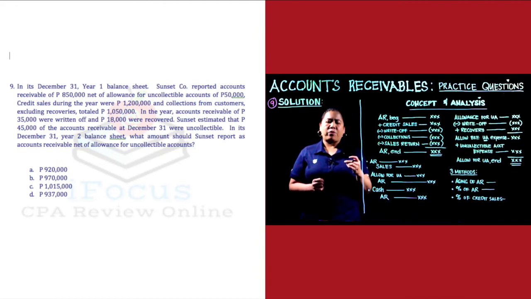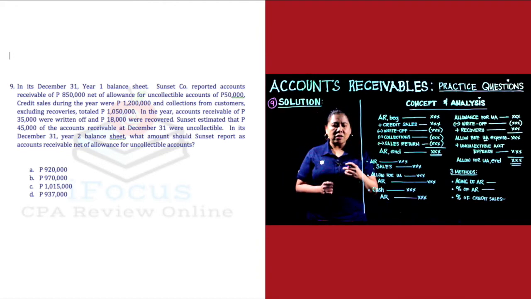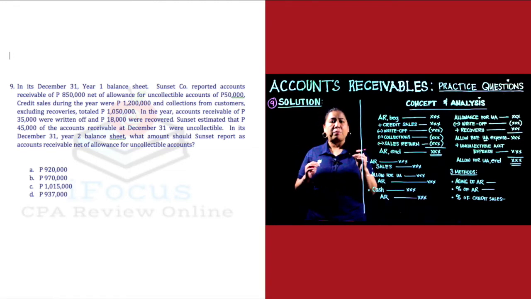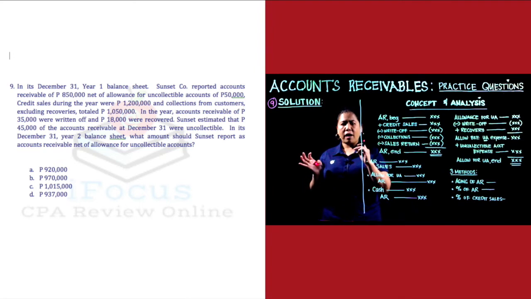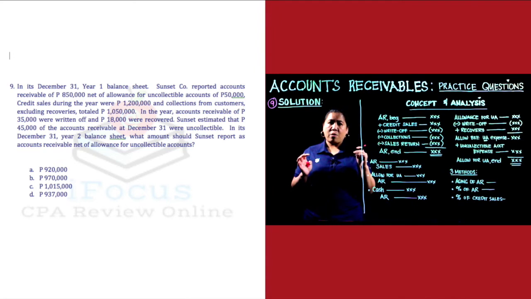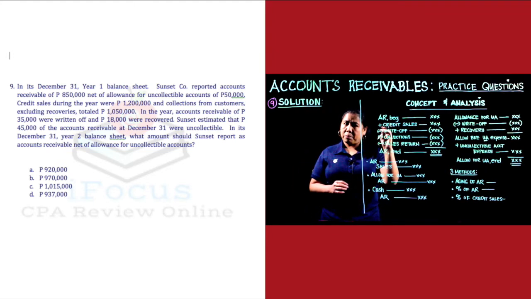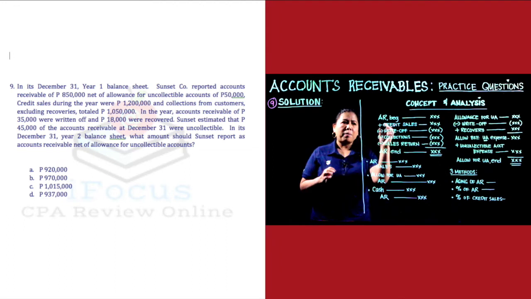So, in its December 31st, year 1 balance sheet, Sunset Company reported accounts receivable of $850,000, net of allowance for uncollectible accounts of $50,000. Remember, ang hinahanap ng problem natin ay year 2. So, itong $850,000 net of the allowance for uncollectible accounts of $50,000, ito yung net realizable value last year. Para makita natin ang accounts receivable beginning ng January 1 of year 2, i-add back natin yung 50,000 sa 850,000. Alright? Para makita natin yung ating accounts receivable beginning.